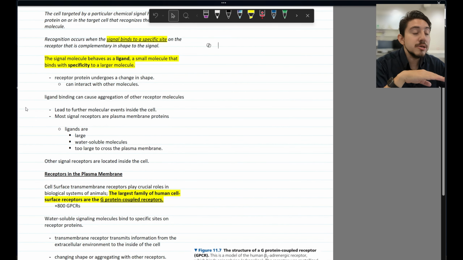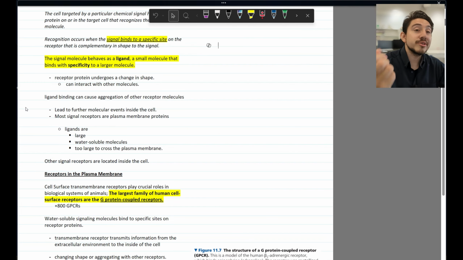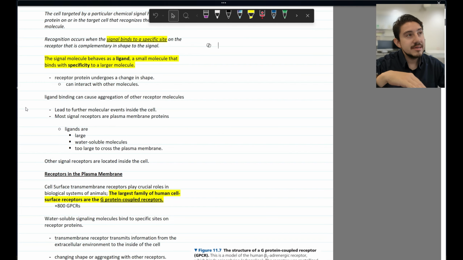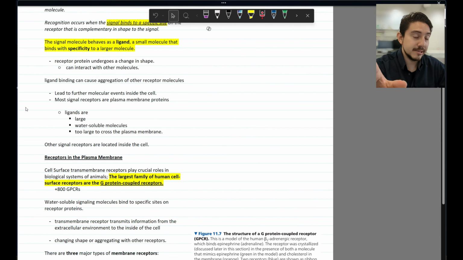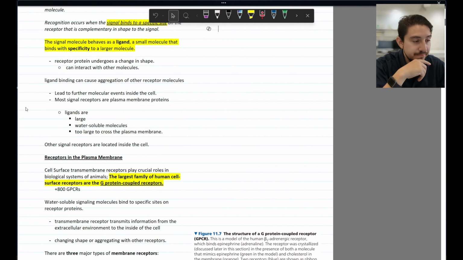And these receptors usually are found on the cell surface, on the cell membrane, or over the outer side of the cell membrane of the cell. And we're going to take a look at that, but it's not always the case. You can find them within the cell, intracellular signaling, and so forth.